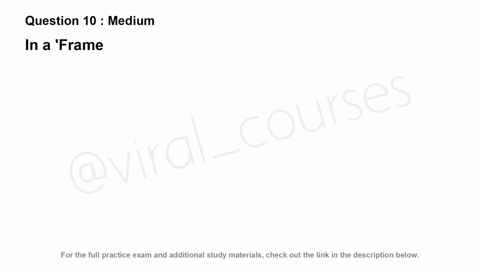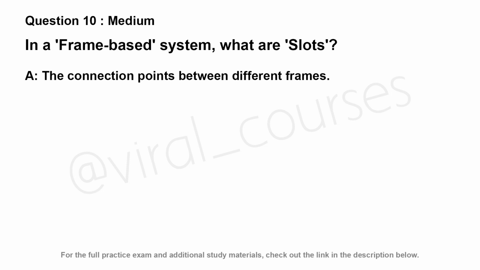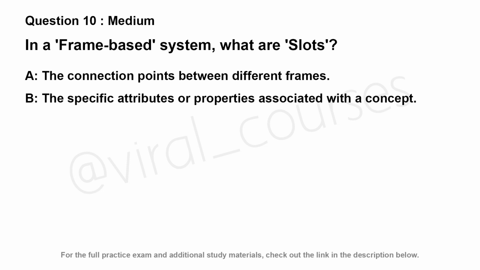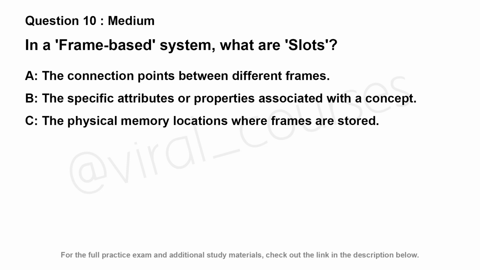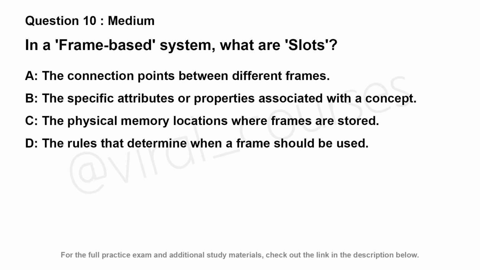In a frame-based system, what are slots? Option A. The connection points between different frames. Option B. The specific attributes or properties associated with a concept. Option C. The physical memory locations where frames are stored. Option D. The rules that determine when a frame should be used.